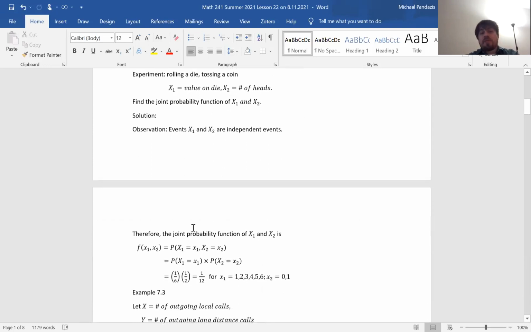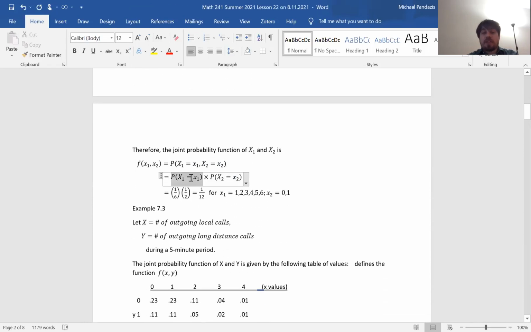And so therefore, we can find the joint probability function of x1 and x2. And it's simple. The probability that capital X1 equals little x1 and capital X2 equals little x2 is equal to the probability that capital X1 is equal to little x1 times the probability capital X2 is equal to little x2, right? Because these two events are independent of each other.